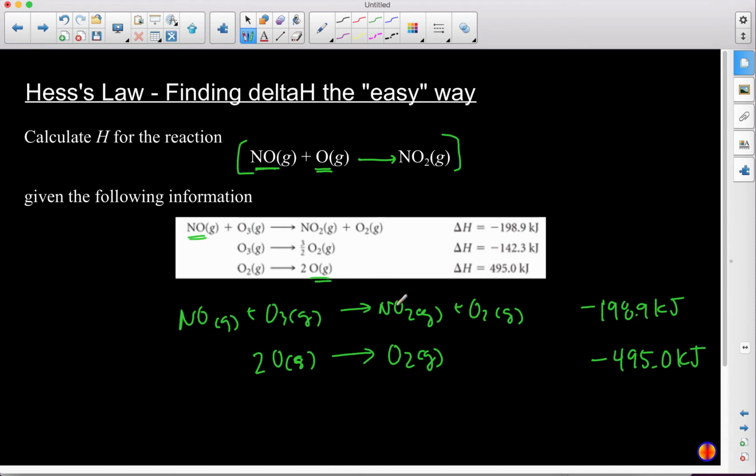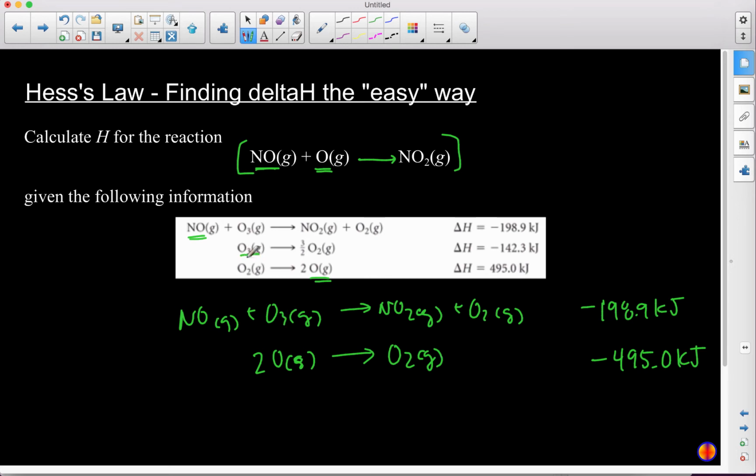So now it's just a matter of deciding if I have what I need. I have NO and I have O. I have NO2. But it turns out that I think the reaction is not completely written right. Let's check in a minute. We have these over here, we also have this over here, and we have to make sure they cancel. We have to make sure these cancel. We have to make sure this cancels.